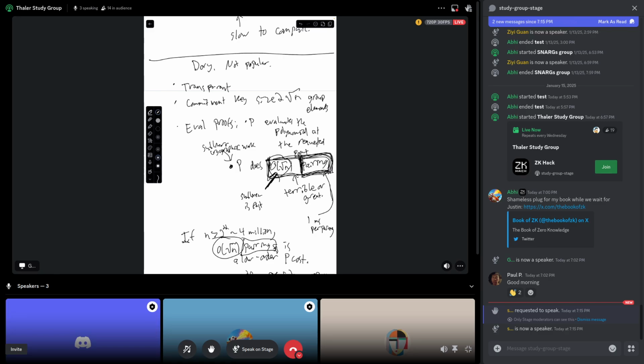And so, in a sense, the evaluation proofs for Dory are much better than KZG. KZG is like linear cryptographic work, actually slightly worse than that for the evaluation proofs. Here it's sublinear, but the asymptotics only work out to be sublinear if n is decently big. Although 4 million is not really all that big in the scheme of things. So for today, let's call this a good thing.